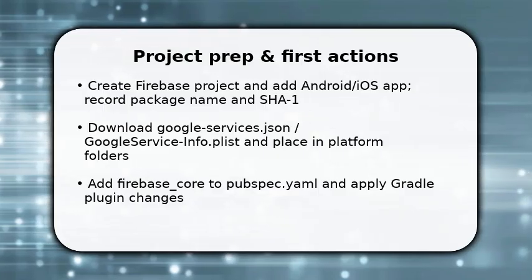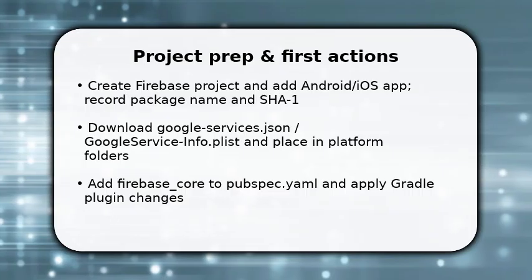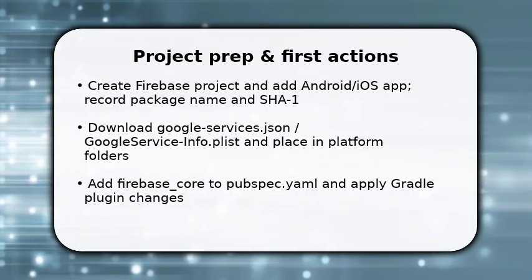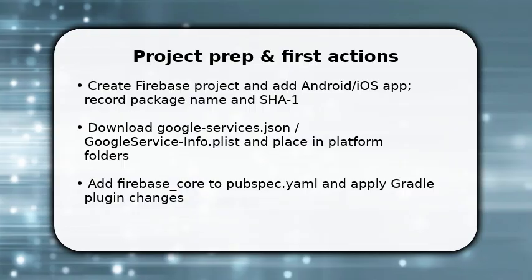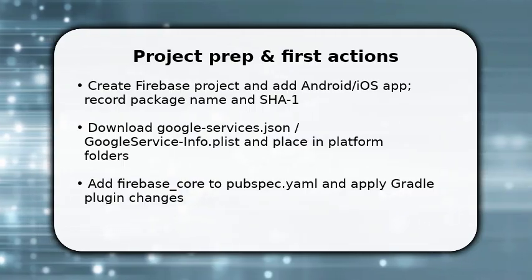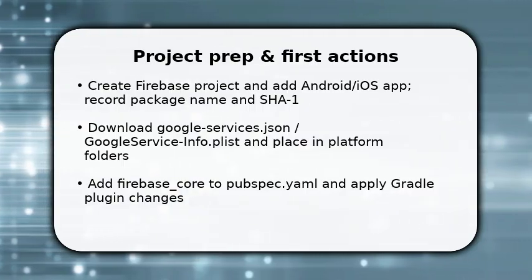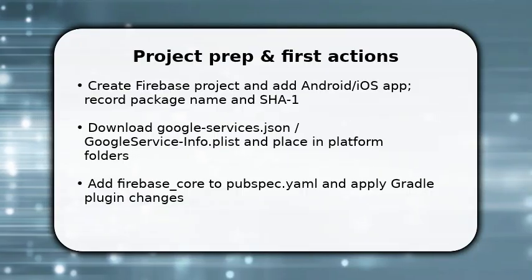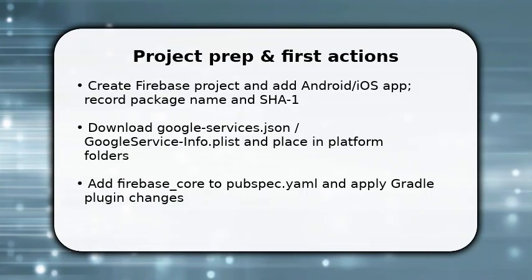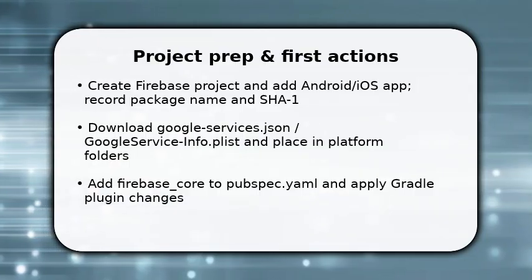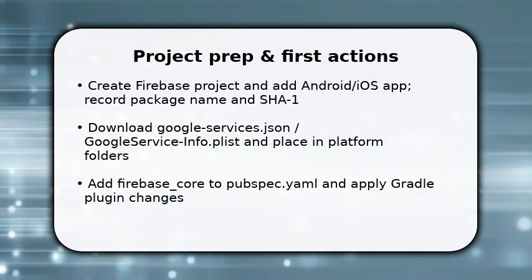You start by creating a Firebase project and registering your Android or iOS app so Firebase can issue config files tied to your package name and SHA1. Once done, download google-services.json or GoogleService-Info.plist and put them in the correct platform directories. This gives your app the credentials it needs.